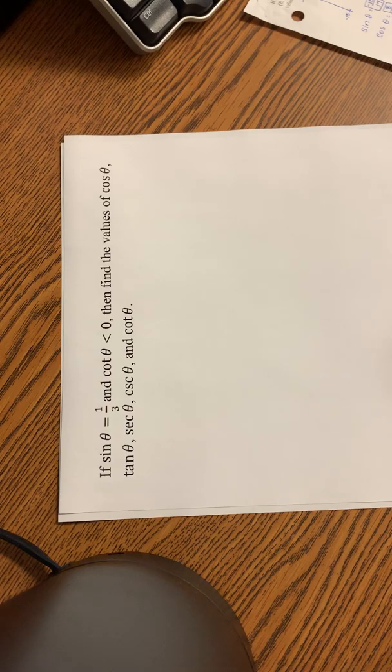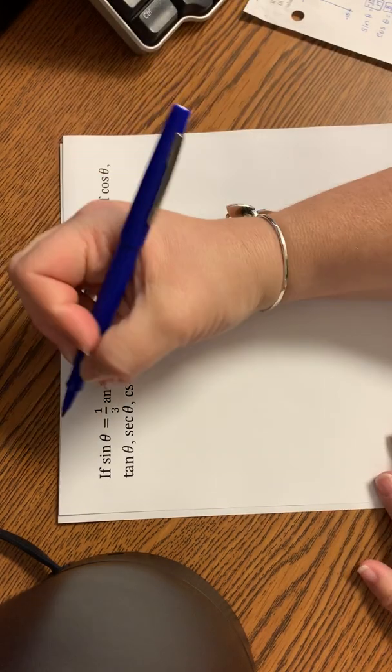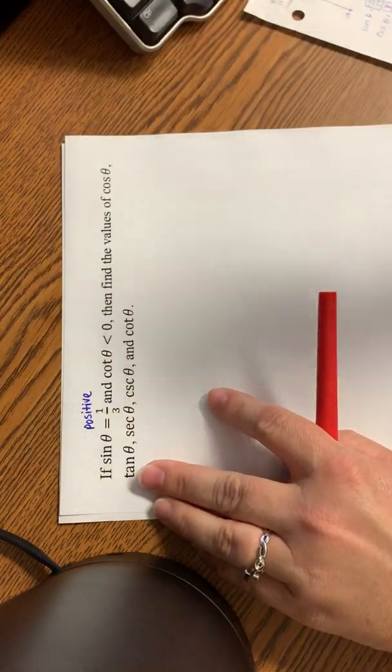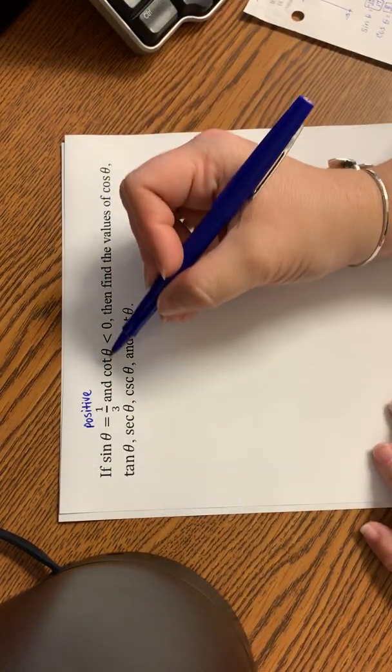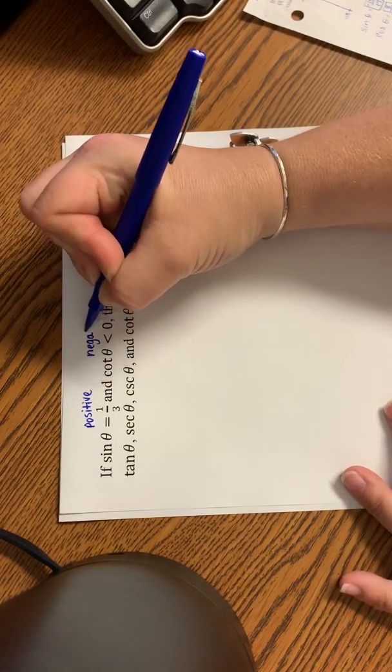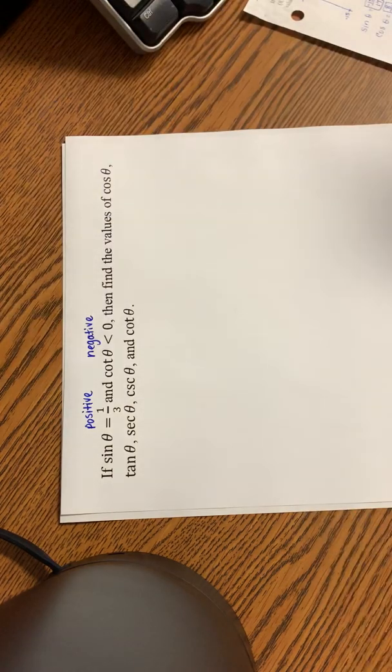Let's keep going. Sine of theta is equal to 1/3. This is a positive ratio, number, however you want to say it. Cotangent is less than 0. If it's less than 0, that just means it's negative. I don't know what it is, but it's going to be negative. Find the values of cosine, tangent, secant, cosecant, and cotangent. We have to know how to draw this, okay?